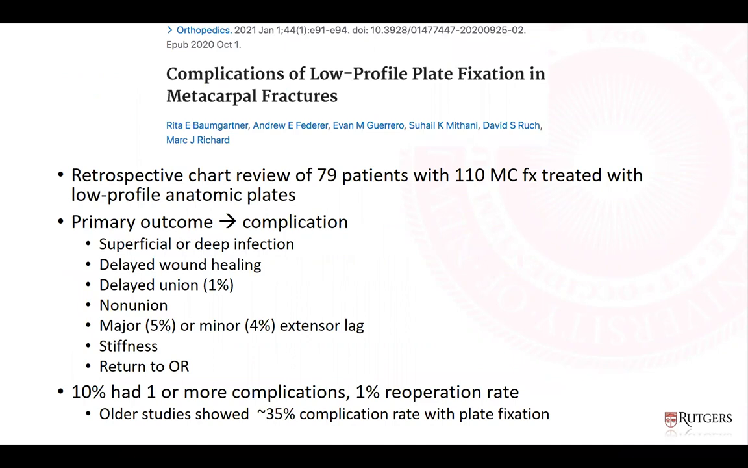This was a recent study that discussed the complication rate of low profile anatomic plates. Historically, ORIF with plates and screws had a roughly 35% complication rate in metacarpal fractures. This study was a retrospective chart review of 79 patients with 110 metacarpal fractures treated with low profile plates. They only showed a 10% complication rate with a roughly 1% reoperation rate, showing that potentially these new low profile plates are much better tolerated than the older plates.